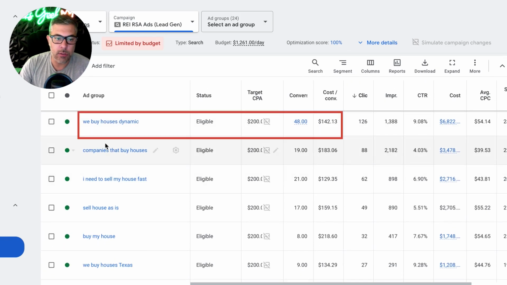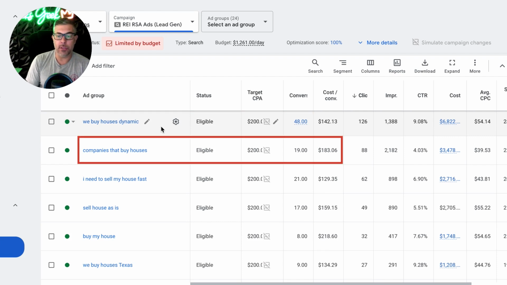So let's check this out. We Buy Houses dynamic just means it has a dynamic location inserted into our ads. So it'll pull the location of the person who's viewing the ad and insert it directly into the ad. Just the location, not keywords. So that's obviously our best ad group, 48 leads from that. And this is all We Buy Houses type keywords. It's $142 a lead. I'll take that all day long.